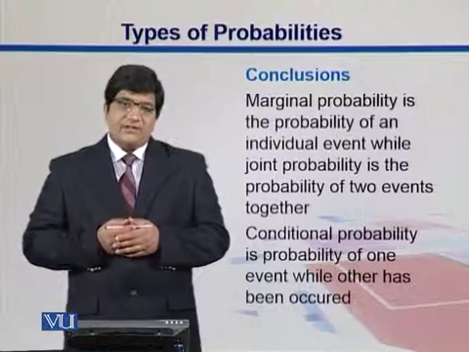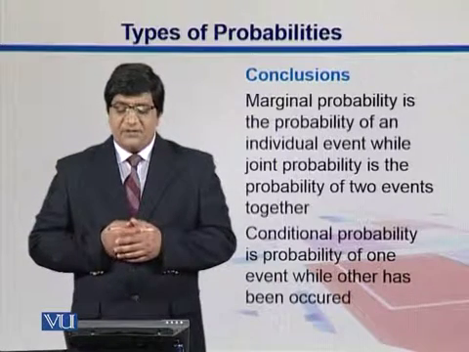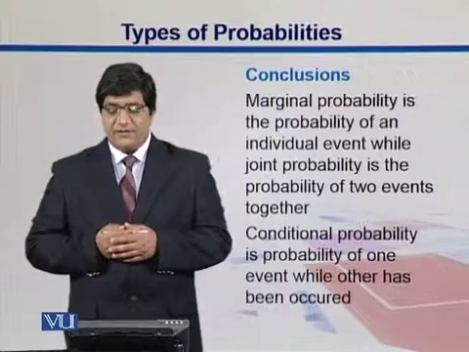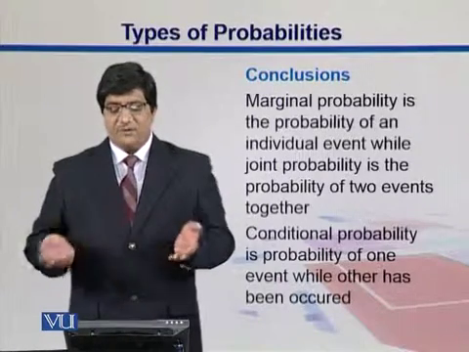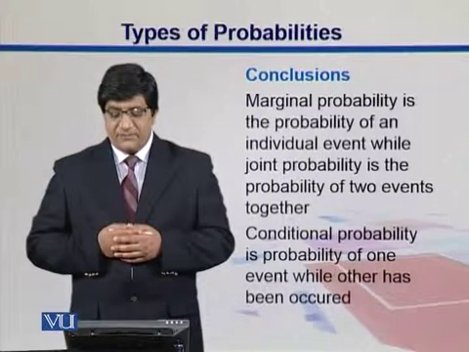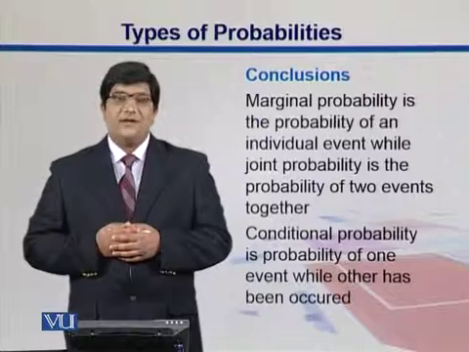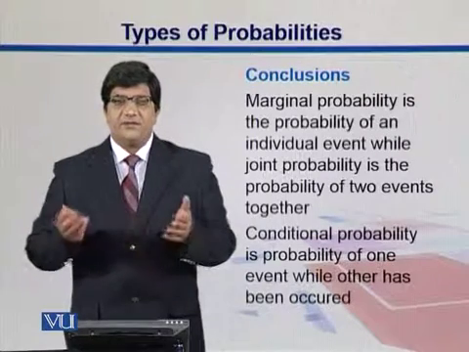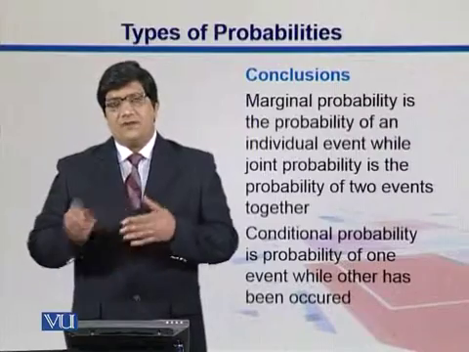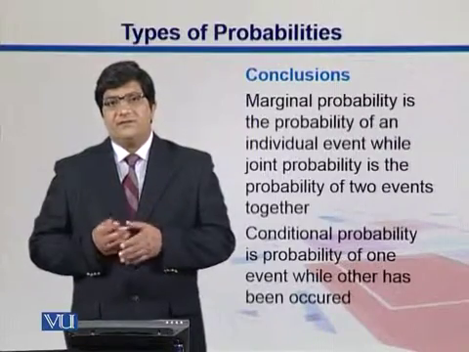In this section, we have seen that marginal probability is the probability of an individual event, while joint probability is the probability of two events occurring together, and conditional probability is the probability of one event while the other has occurred. And for independent events, we have seen that the occurrence of one event does not influence the other one.